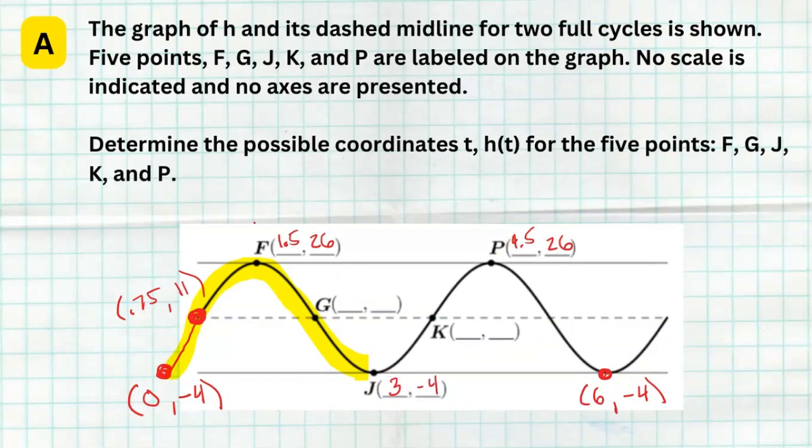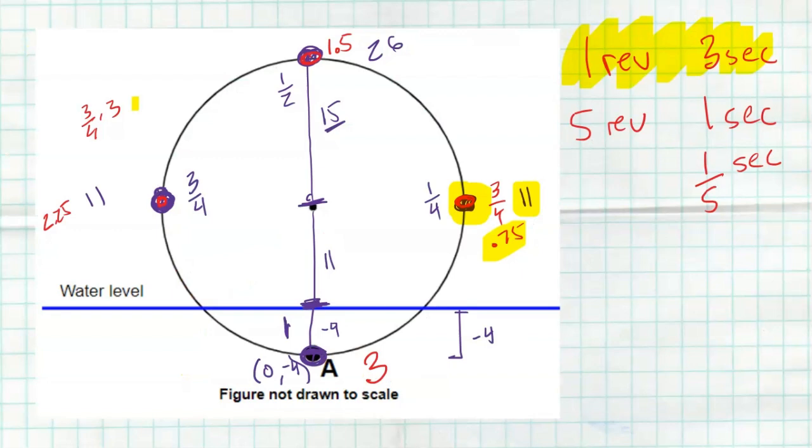Then point G is my 3/4 point. It's 3/4 around the circle. 3/4 of 3 is 9/4 or 2.25 seconds. Now you are allowed to have fractions here, or you could have the decimal. So if you put a 9/4 there, it's totally correct, or you could put the 2.25 seconds. And at 2.25 seconds, I'm back to that 11-foot mark. Let me show you that in my picture. That would be right here. Remember, that's 3/4 of a revolution. A revolution is 3 seconds. 3/4 of 3 is 2.25 seconds, and I'll be 11 feet above the surface of the water.